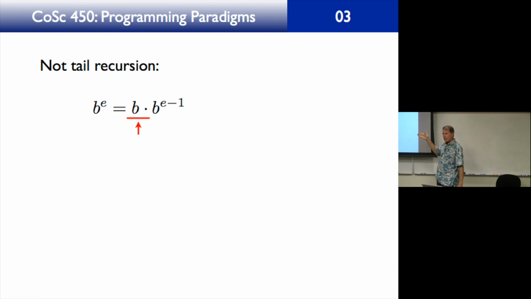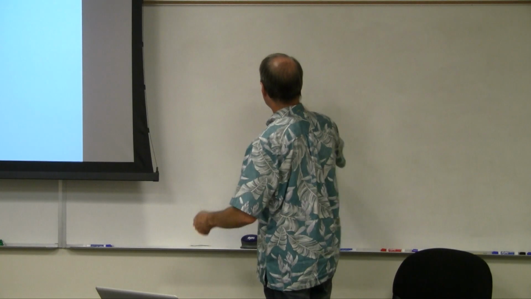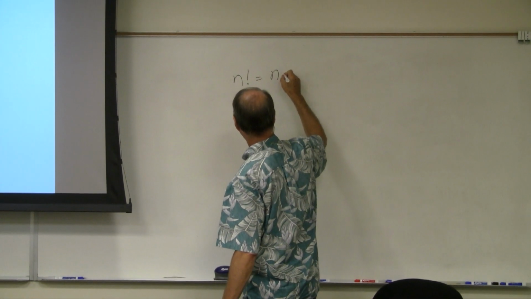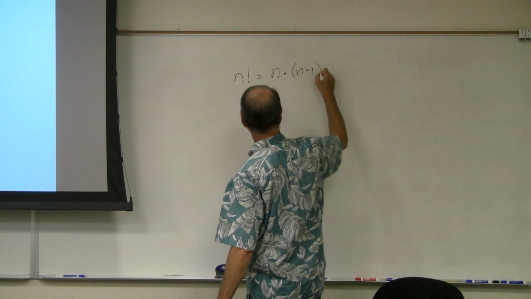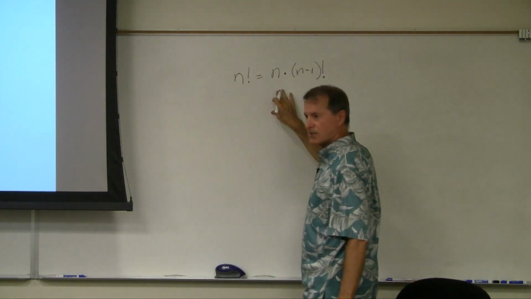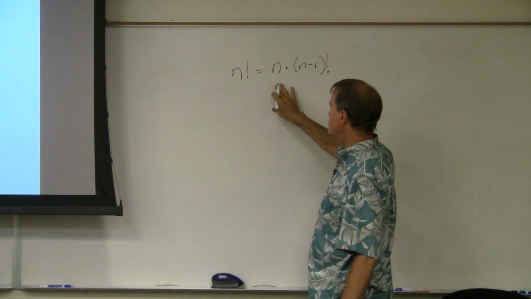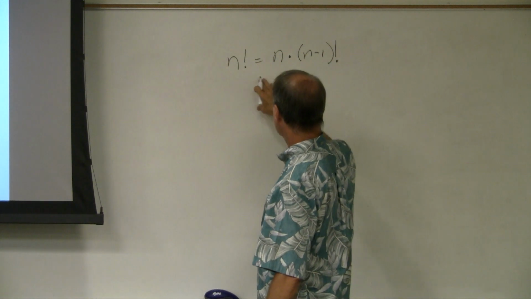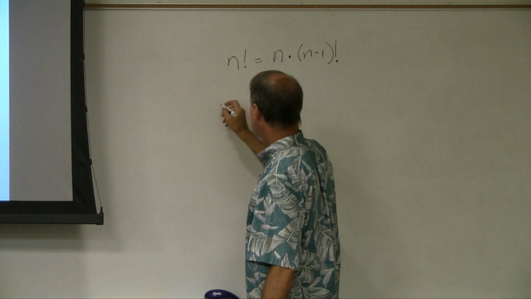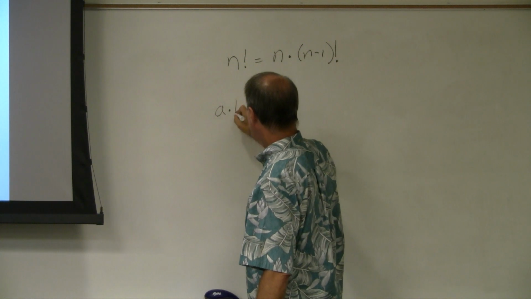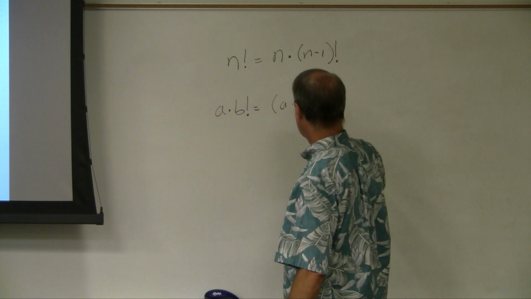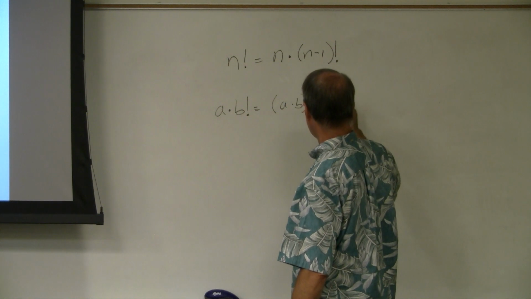And then we need to write down. See if you can write that down. Here, look. You know how we said n factorial is n times (n minus 1) factorial, and we said this is not tail recursive, right? And then instead of writing n factorial equals this, what did we write? We wrote a times what? B factorial equals what? A times, equals a times b times (b minus 1) factorial.